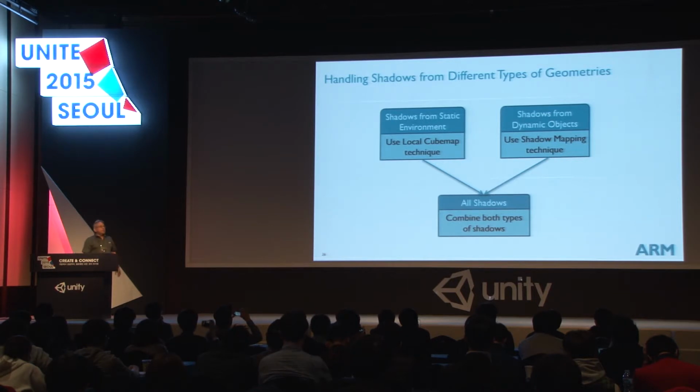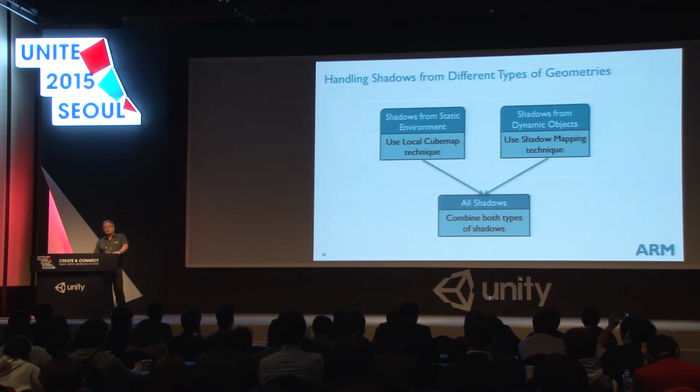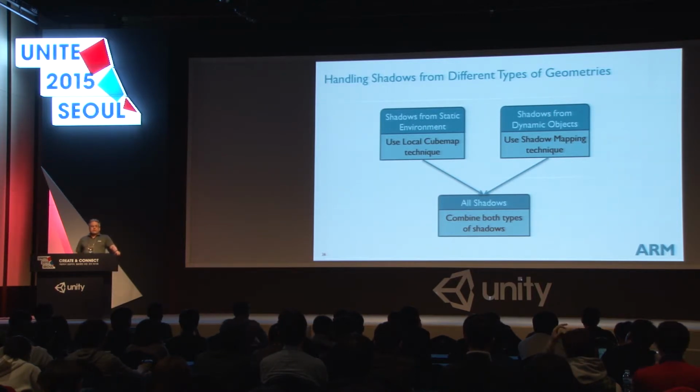We just combine this technique with an already existing technique, shadow mapping, to render shadows from dynamic objects. So in a scene where we've got static geometry and dynamic objects, we render the shadow from the static geometry using this new technique developed at ARM. We combine those shadows with a shadow rendered at runtime, for example, using the shadow mapping technique, to get a single picture common to all shadows in our scene.